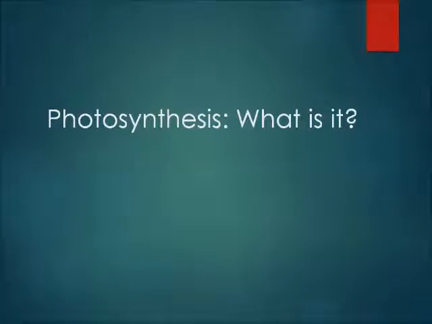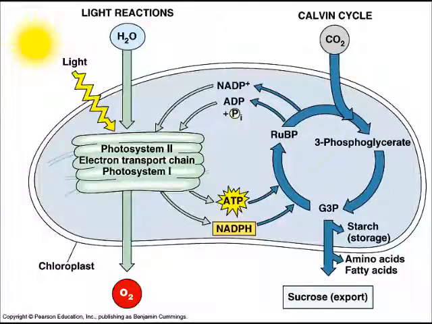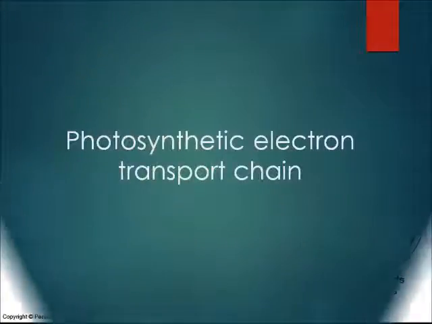Now we are on photosynthesis, and you might ask again, what is it? Well, it's a biochemical process where carbohydrates are built from carbon dioxide and energy of sunlight to turn into glucose and oxygen. It's a redox reaction, which means that the oxidation number of a molecule changes by gaining or losing an electron. In photosynthesis, water is being oxidized, which means that it loses electrons, which is called oxidation, and carbon dioxide is being reduced, which means it gains electrons, which is called reduction.